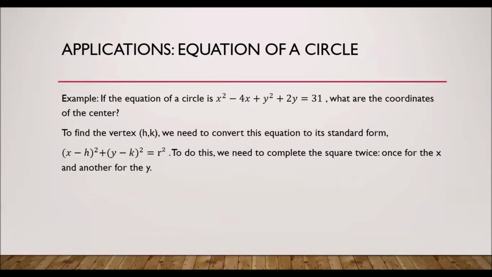Something that completing the square is useful for is for manipulating the equation of a circle. In this example here, I want to find the center coordinates of a circle with the equation x squared minus 4x plus y squared plus 2y equals 31. To do this, I convert the equation to its standard form by completing the square for the x and then completing the square for the y. Then I can easily see what my center coordinates are.